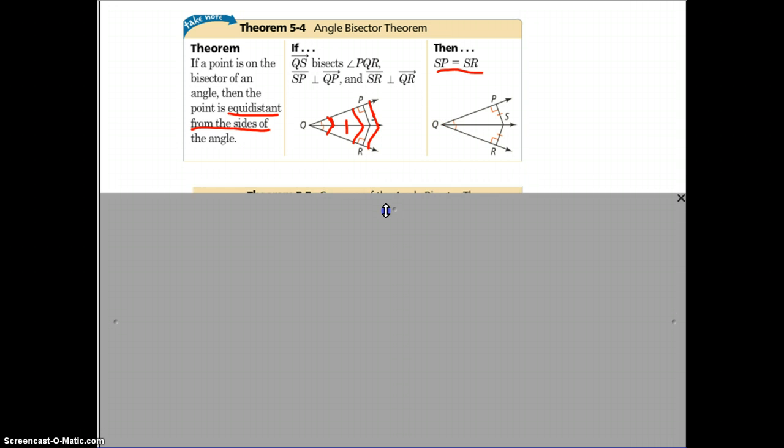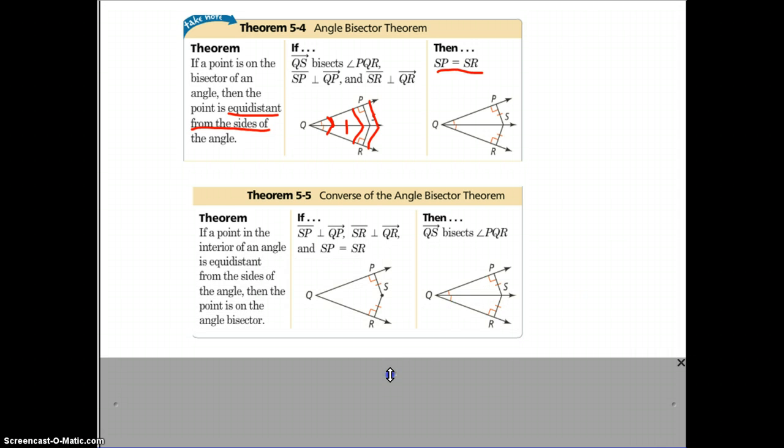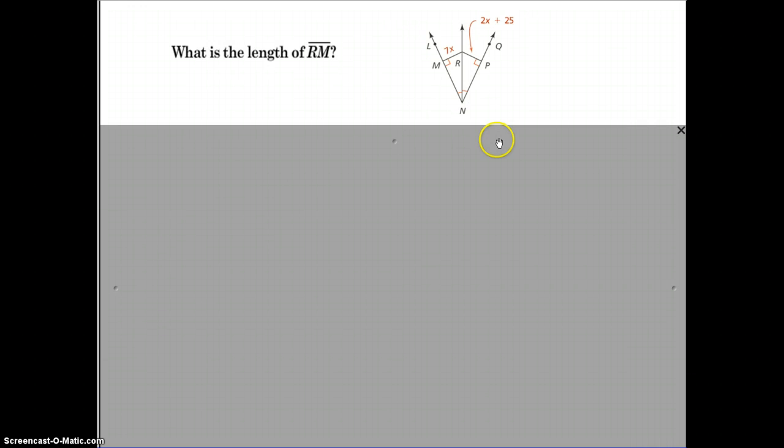Okay? This also has, again, another converse. So let's switch it up. If you have a lovely picture like this where you've got your perpendiculars and you know that PS is congruent to RS, then you know you have that angle bisector in there. Even though it's not drawn in, it still exists. So there's your converse. So let's look at an example.